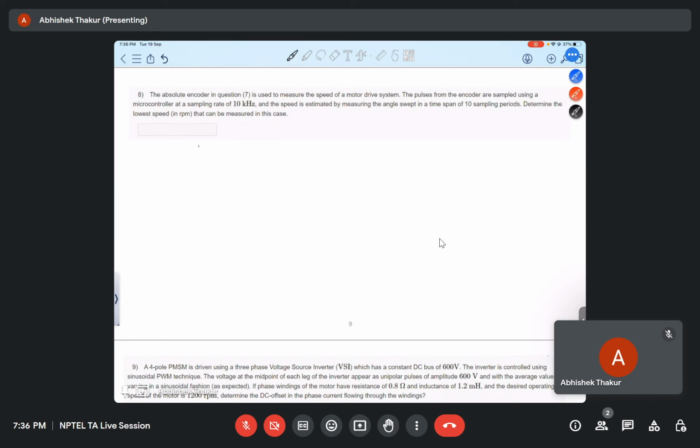So here, the sampling period is equal to 1 by frequency, that is equal to 1 by 10 to the power of 4, so that is equal to 10 to the power of minus 4 seconds. So the time for speed measurement is equal to 10 into 10 to the power of minus 4, because 10 samplings are there. So it will be 10 into the sampling period, so it will become 10 to the power of minus 3 seconds.